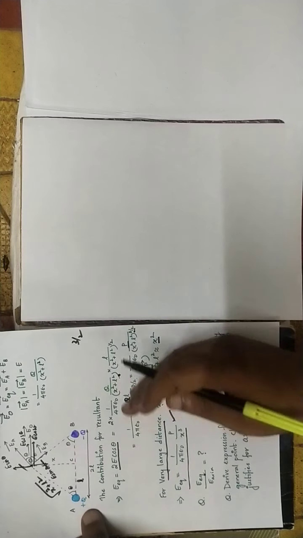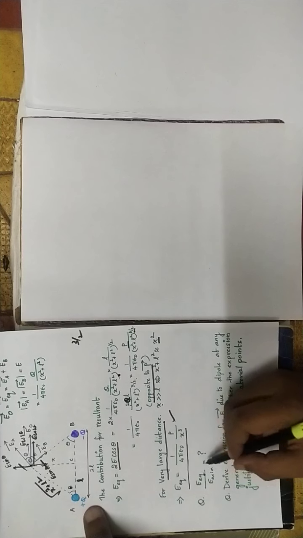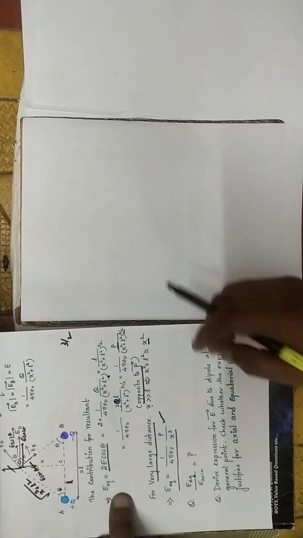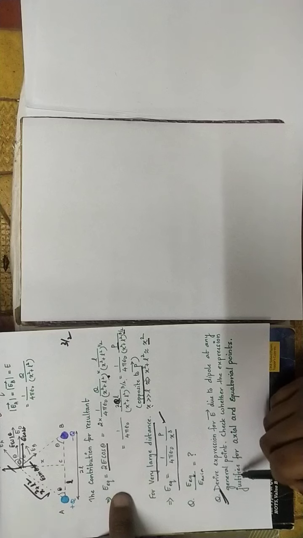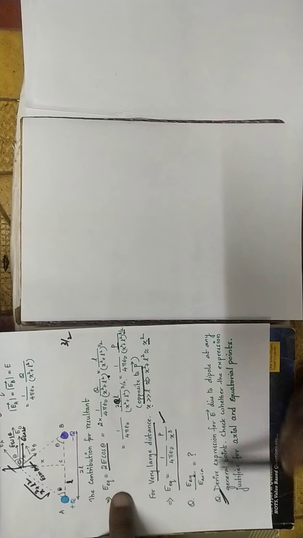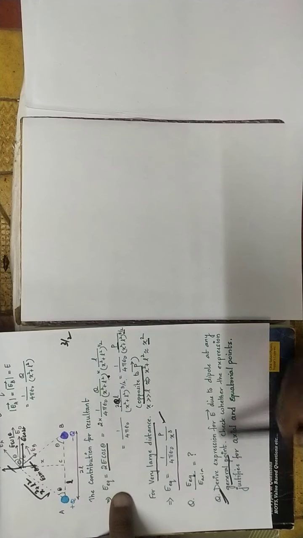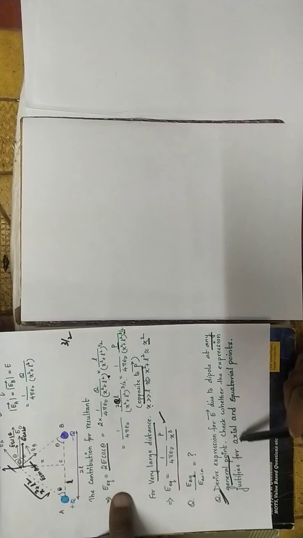Now, keeping this in mind, I want to ask you a question. What is the ratio of the electric fields due to equatorial and the axial? And another assignment question I have given you here, please try to solve it. If you do it, you will remember it throughout your course time. Derive an expression for the electric field due to a dipole at any general point. Check whether the expression holds for axial and equatorial points.